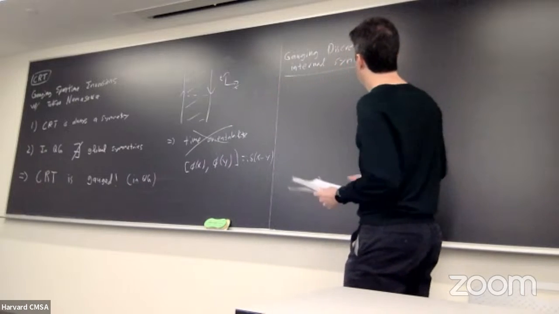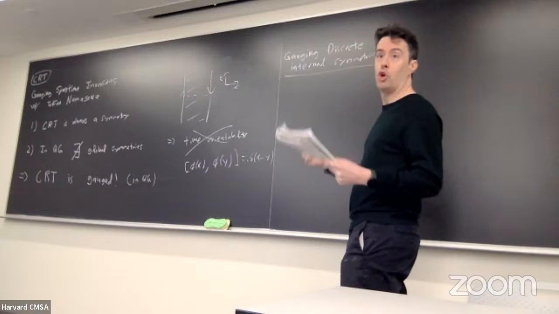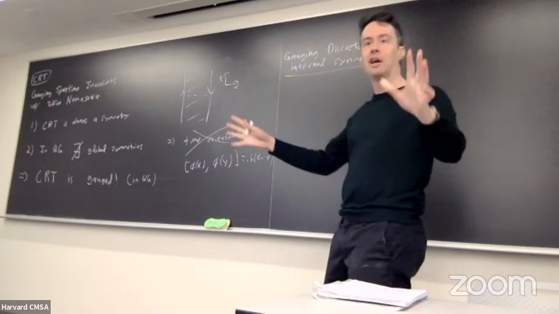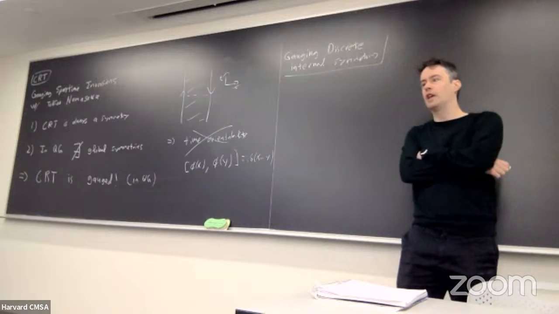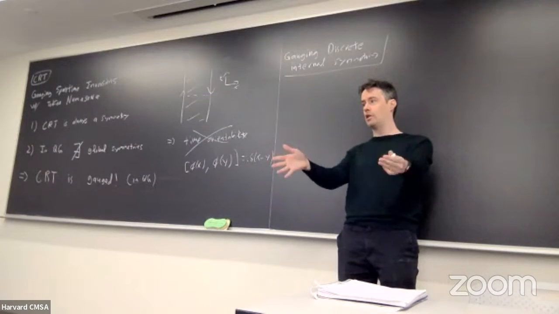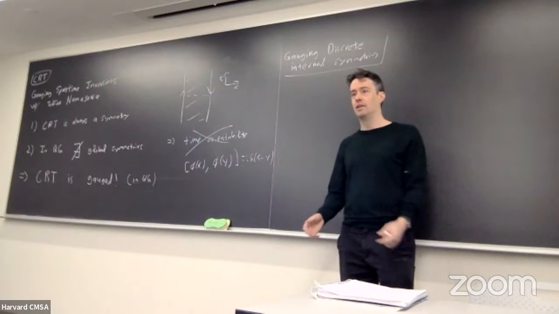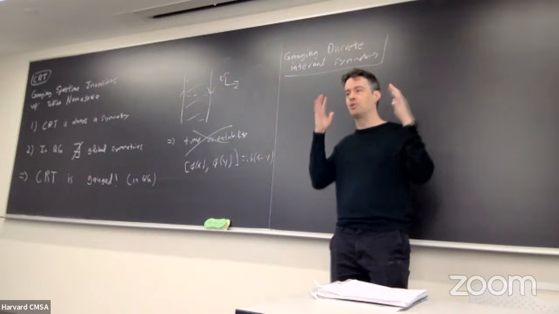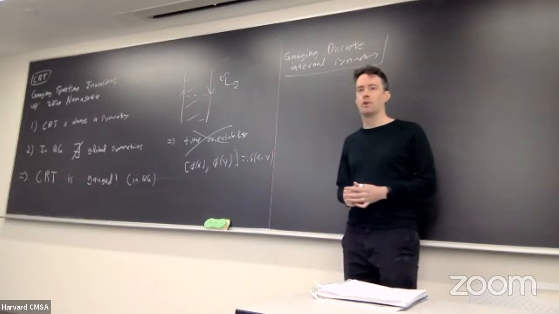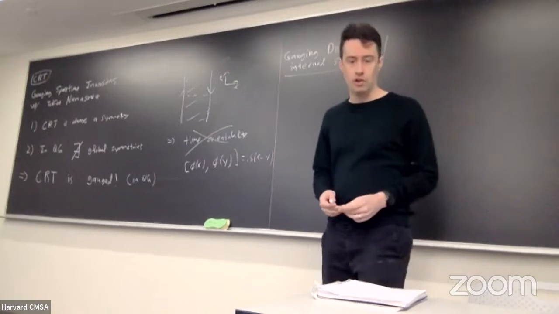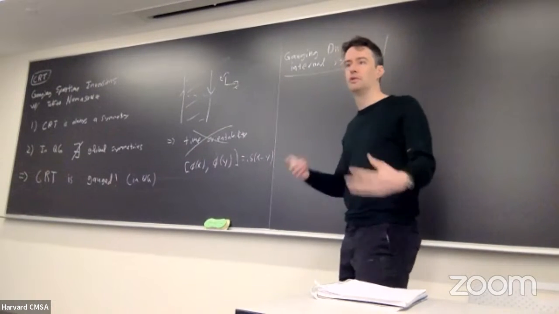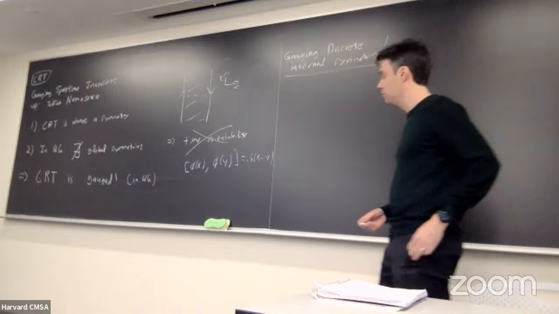Let's start with a theory with a discrete internal global symmetry and turn on a background gauge field. When you gauge, there are kind of two steps. First, you turn on a background gauge field, and then to make it dynamical, you sum over background gauge fields. So let's do the two-step process. Let's first just think about what it means to turn on a background.